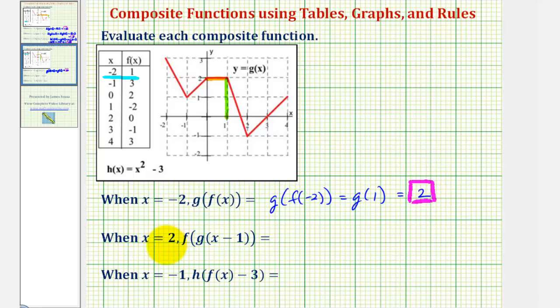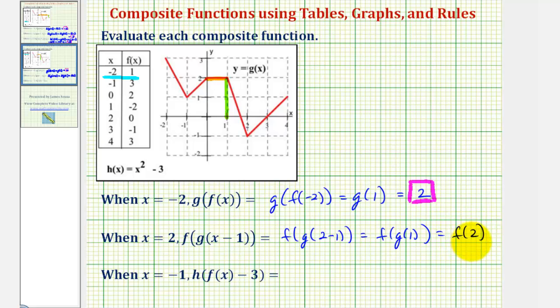Next we have x equals +2. We want to find f of g of the quantity x minus 1. And again, since x equals 2, this would be f of g of the quantity 2 minus 1, which would be f of g of 1. Notice here the inner function value is g of 1, so now we'll go back to the graph and determine the function value or y value when the input or x value is +1, which we actually just found. Notice how g of 1 is equal to +2, which means this simplifies to f of 2.